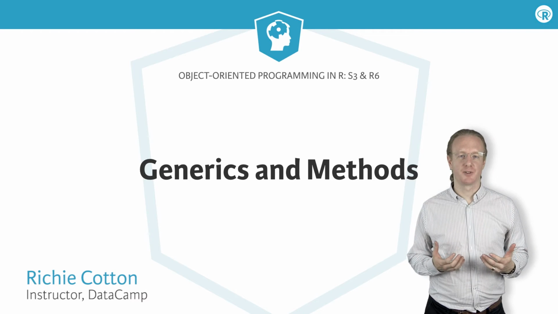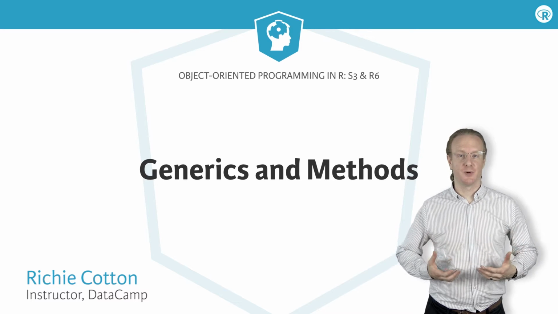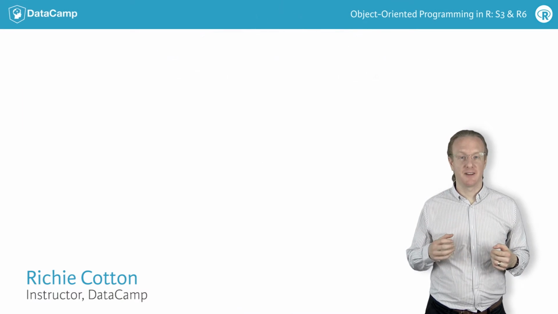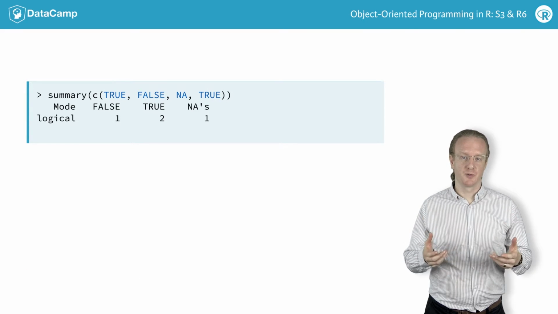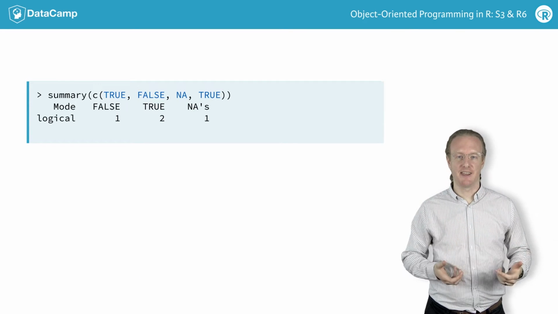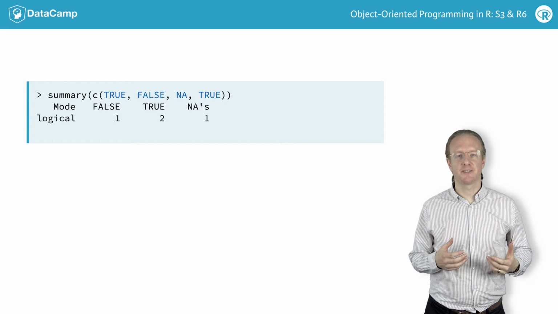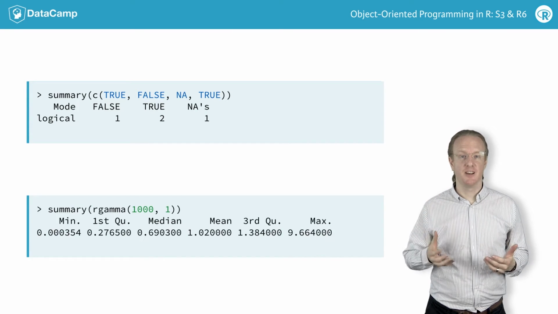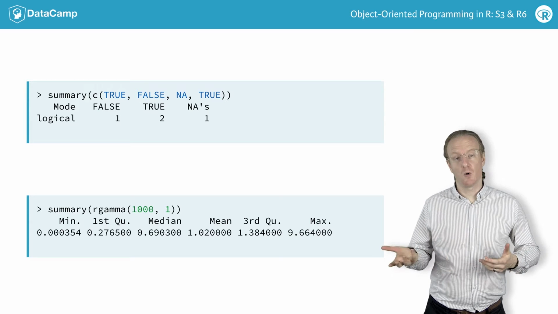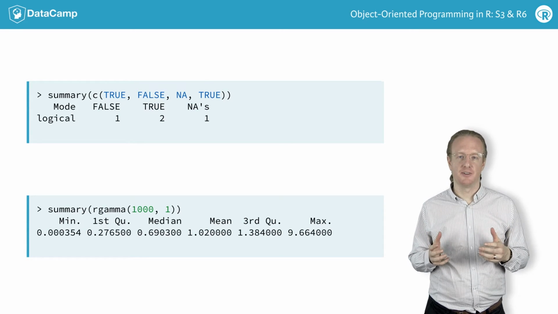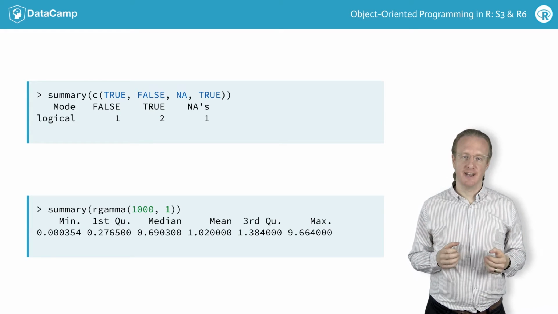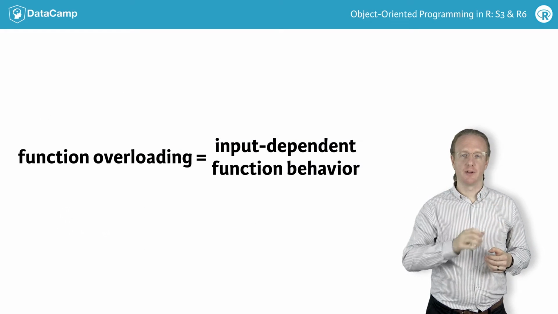In Chapter 1 you saw how the summary function behaves differently for different types of input. For example, if you pass it a logical vector, it returns the number of occurrences of TRUEs, FALSEs and NAs in the input. By contrast, if you pass a numeric vector, you get the mean and some quartiles. Having different behaviours for functions under different kinds of input is called function overloading.